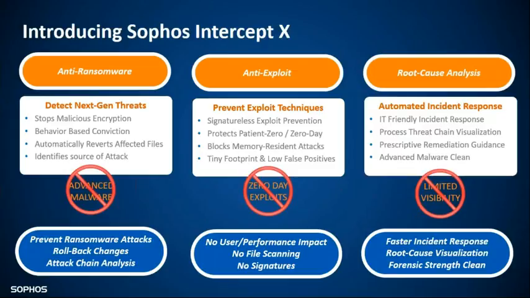And then Intercept X addresses the visibility problem for us. We have a tool called root cause analysis, which is part of the management console. It's a web-based management console we refer to as Sophos Central. And root cause analysis gives you the visibility of exactly what went on. It will give you a nice graphical representation of, it came in here, it ran here, it did this, it opened these files, it modified these settings. It'll give you a nice picture of that, but more importantly, it will then automatically go out and clean all of that up for you as well.